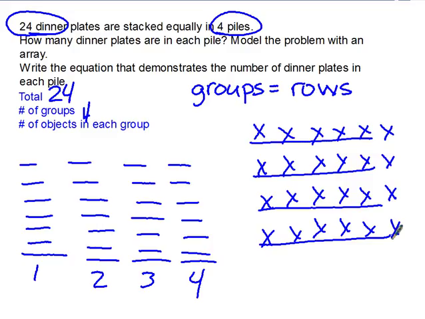Our number of rows hasn't changed. Our number of groups, our number of piles, however you want to call it, we see that we have 4. Now we just need to count how many ended up in each pile, or each row, or each group. Correct, there are 6.